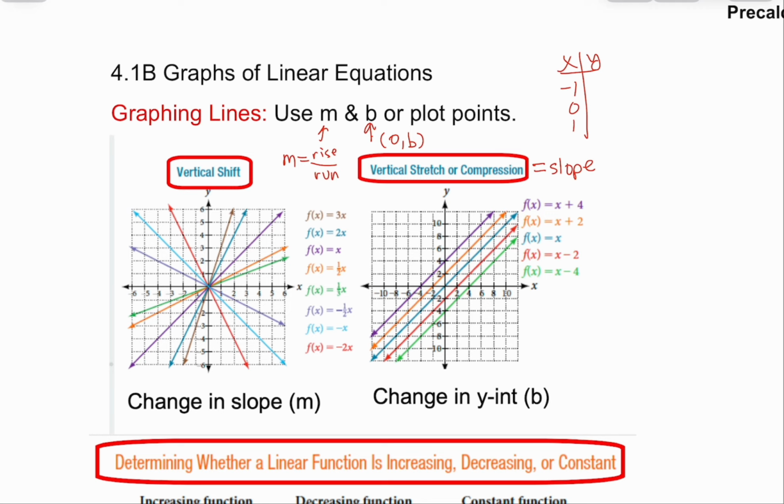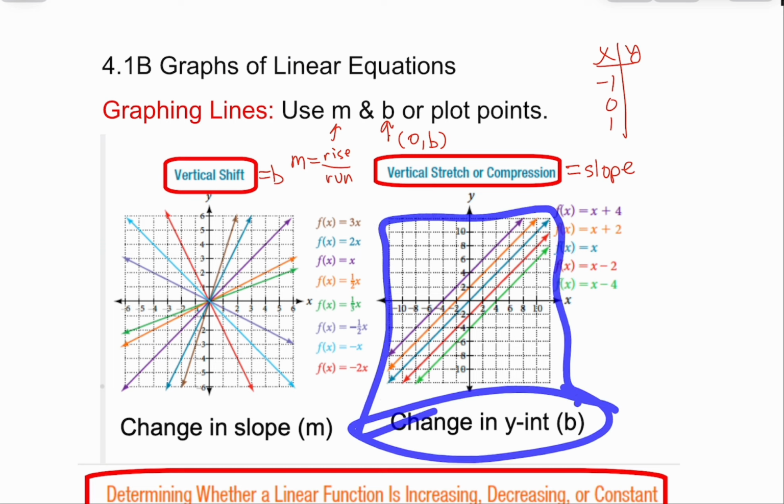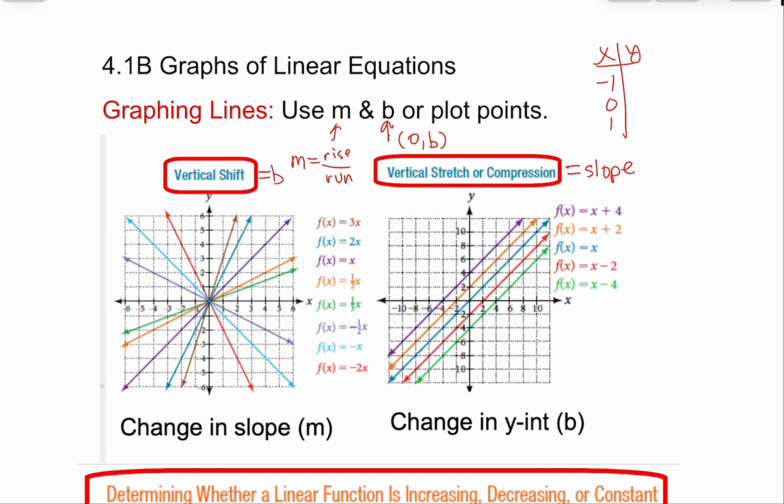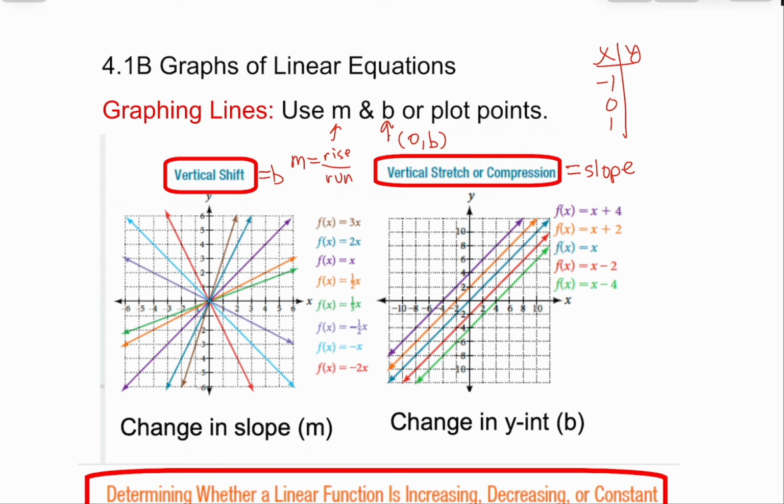And then the vertical shift is related to our b. Whatever our number here is, it's on the outside of the function. If we add, it's going to go up. You'll see the purple one is up 4, and then the orange one is up 2, and so on. Or if you subtract, it's going to go down, so down 2, down 4. And so vertical shifts are a change in our y-intercept, so that would be those things. Vertical stretches or compressions are a change in our slope.